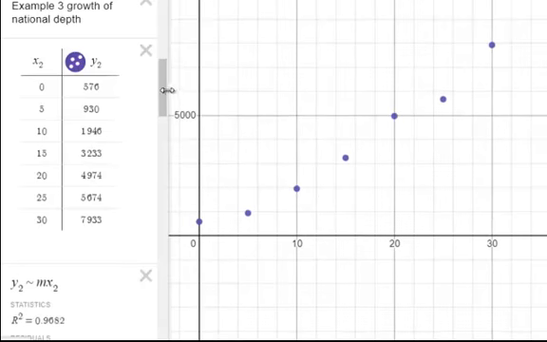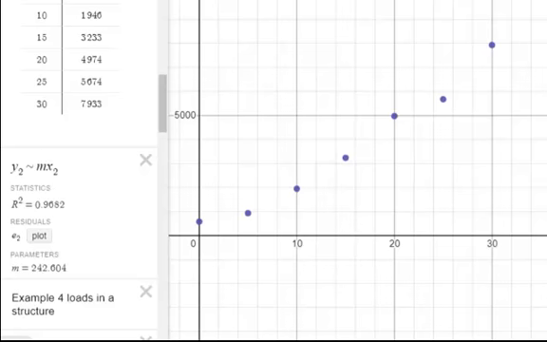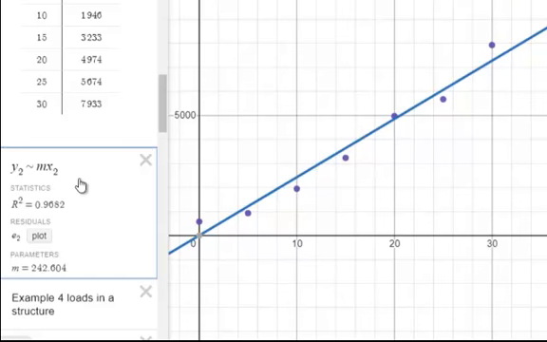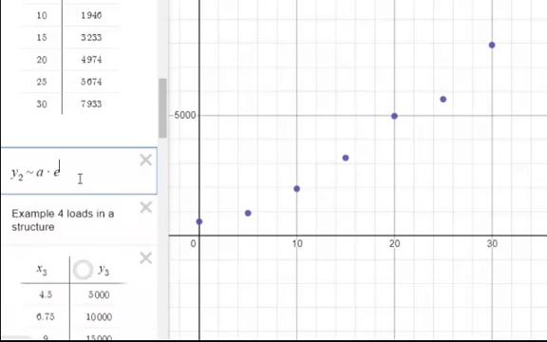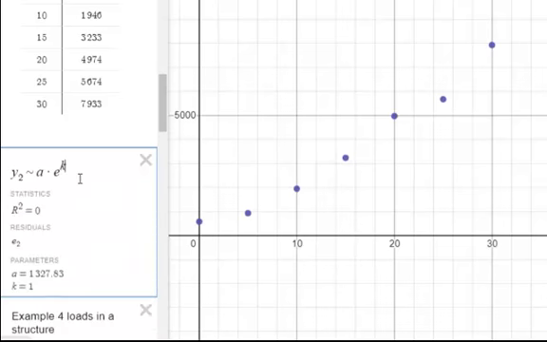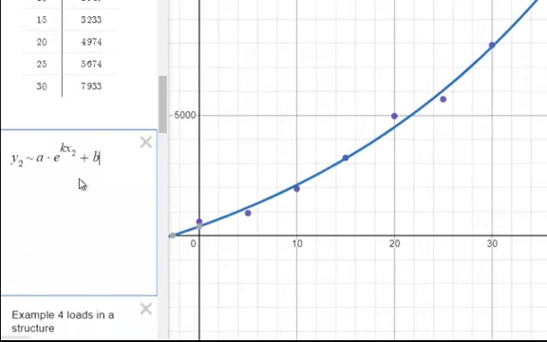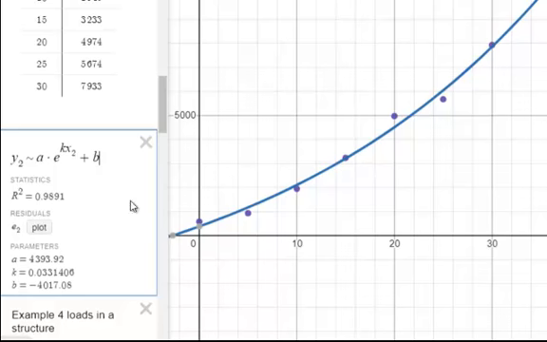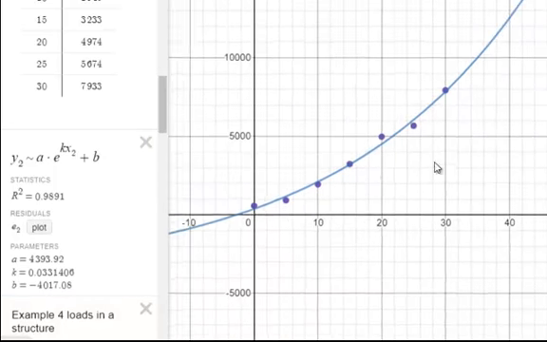Okay, this one is interesting because when we put a straight line on it, it's a little bit of a scatter plot, right? But it's not really that bad. So let's actually put an exponential on there. So again, a times e to the k, x, and then I put a plus b here at the end. There we go, and yeah, it looks a little bit better, right? And then it would grow exponentially over the years.